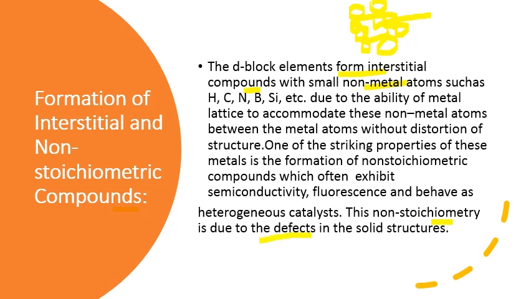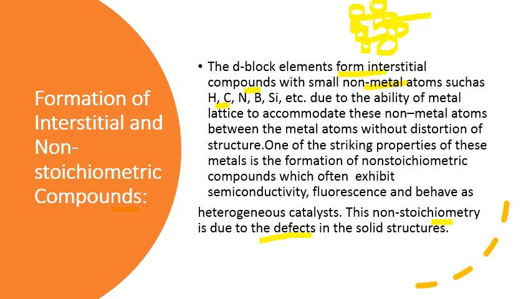We have read about solid defects, Schottky defect, Frenkel defect. Even we have the non-stoichiometric defect like metal excess, metal deficiency. Understood? So there you can see in the gap, the non-metal can easily come up. D block elements form these compounds with hydrogen, carbon, nitrogen, boron, silicon.